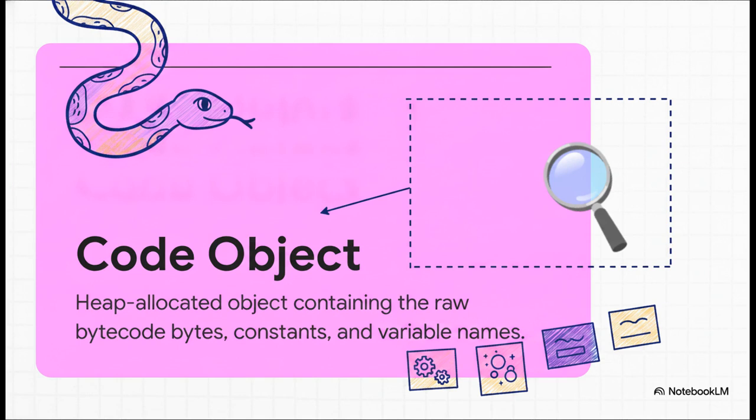Now, what's really fascinating here is where that bytecode actually goes. It gets packaged into something called a code object. Every single function, module, class body, or even a tiny lambda gets its very own independent code object. This isn't just plain text, it's a real heap-allocated object holding the raw bytecode bytes, your constants, and your variable names. It's a fully compiled block of Python just waiting for action.